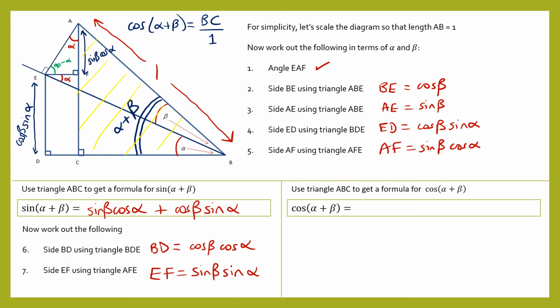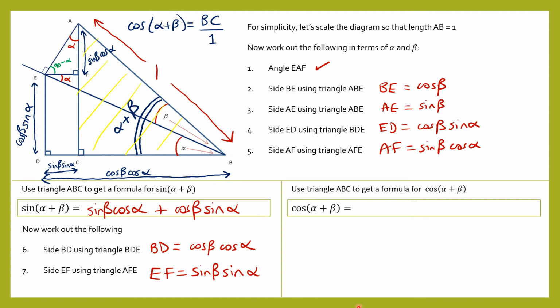So now have a look at the diagram. Do we know BC? If not, then how can we work it out? Pause the video and work out a length for BC. Right then, so BC isn't something we've worked out, but we have worked out BD, and we've worked out EF as well. And we can use both of those results to get the length BC. So BD is cos beta cos alpha, and then we want to take off EF, so take off sine beta sine alpha, and that leaves us with BC.